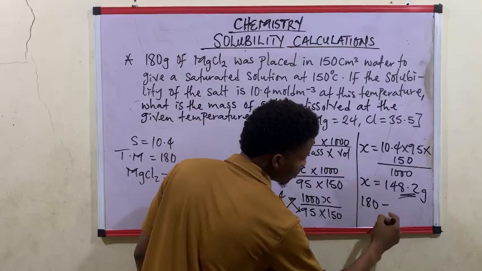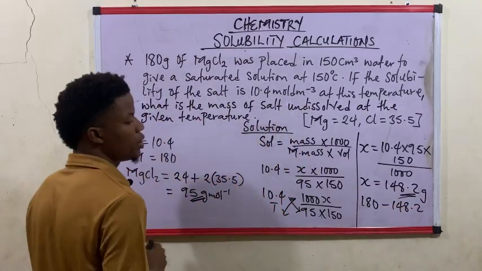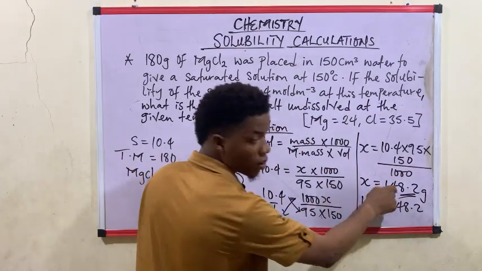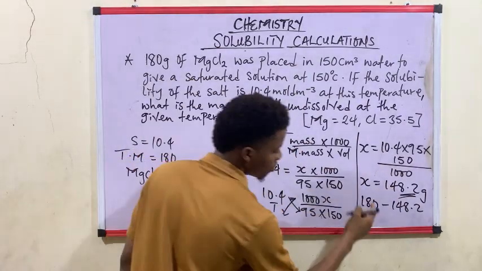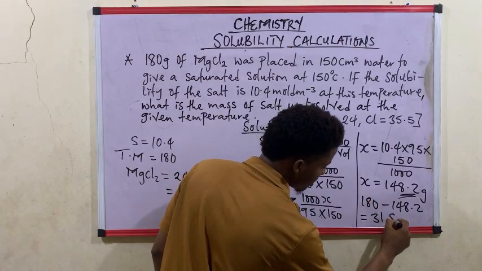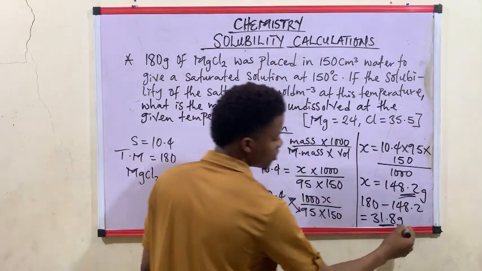Now, to get the mass of salt undissolved, it will be our total mass, 180, minus 148.2. This is our total mass minus the mass we just calculated here. So our final answer will be 31.8 gram. This is the mass of the salt undissolved.